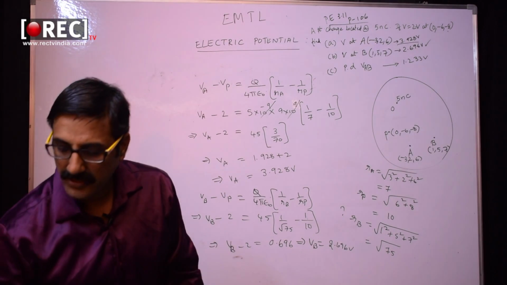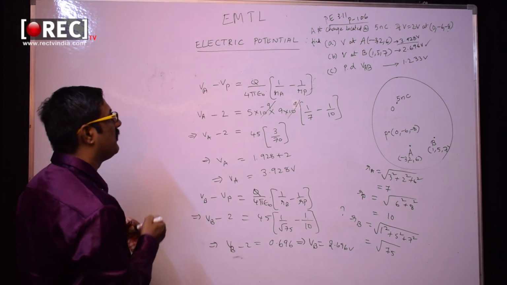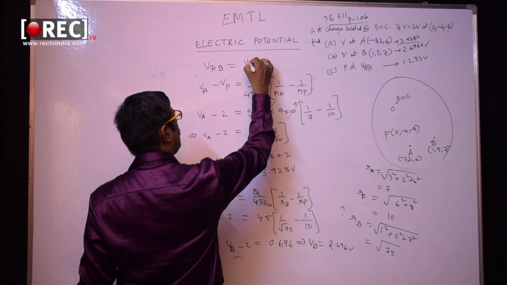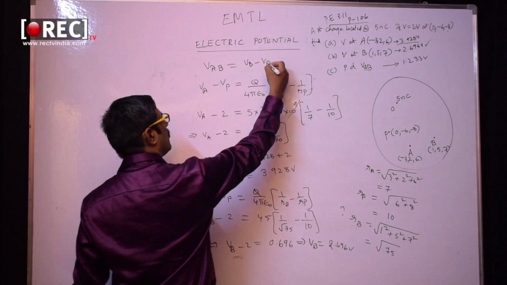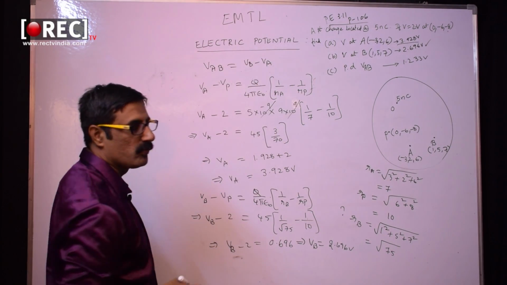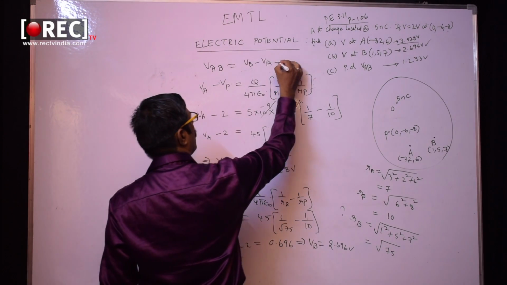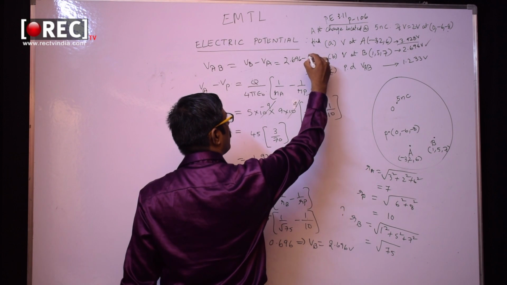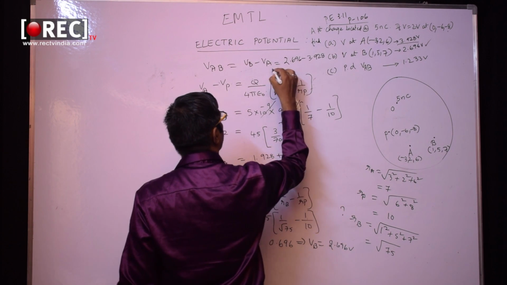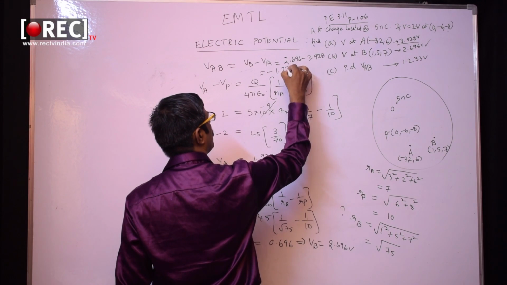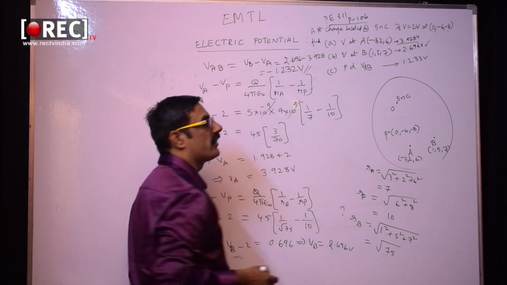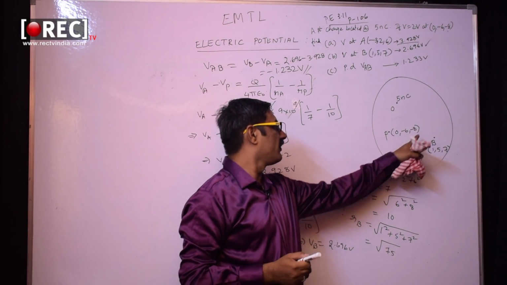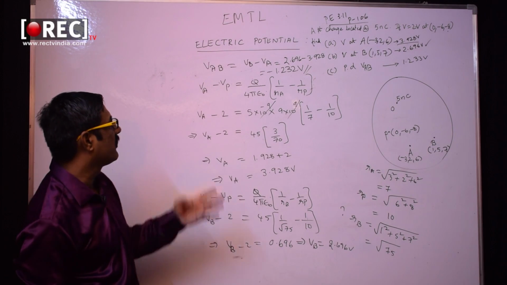So how do we determine the potential between the points A and B? VAB is simply VB minus VA. It is the second point potential minus the first point potential, that is, 2.696 minus 3.928. If you calculate this, you will get minus 1.232 volts, which is numerically equal but opposite in sign, because I think he might have taken A as the second point and B as the first point.